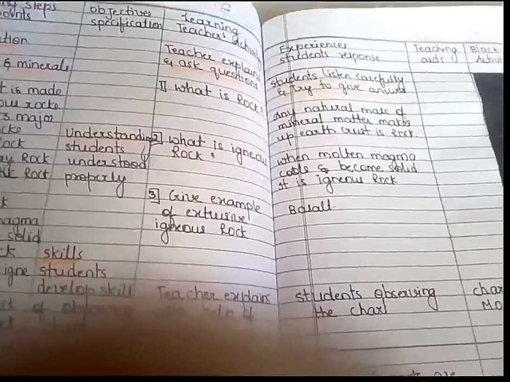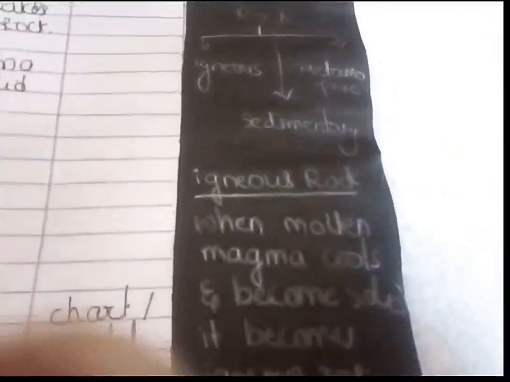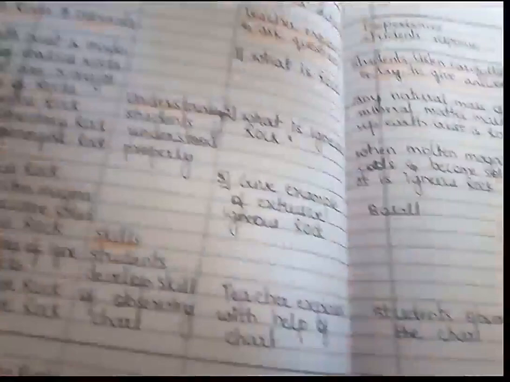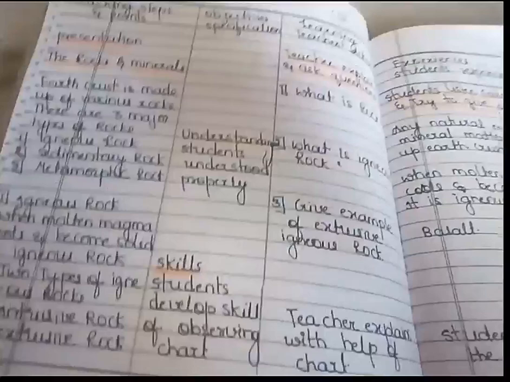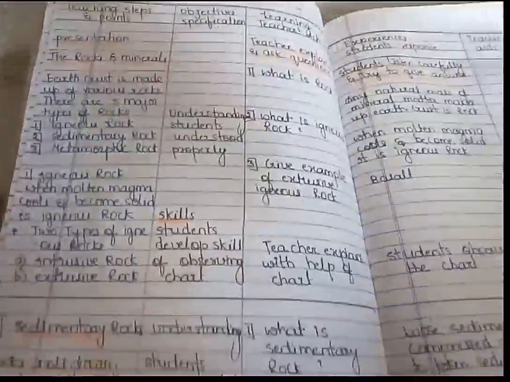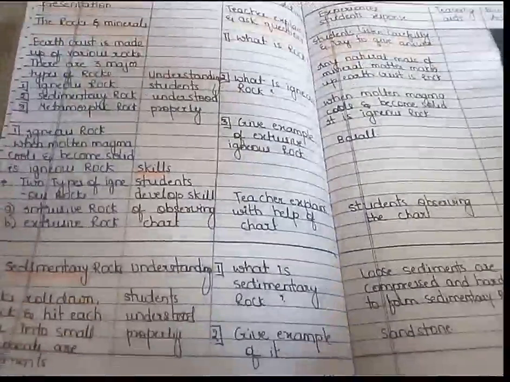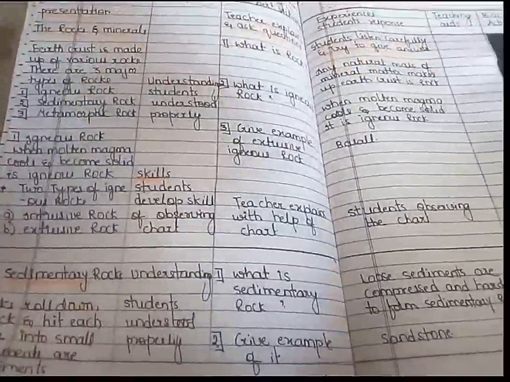Okay, and here are the answers that we expect from students. Here is the blackboard work that we need to write on the blackboard. We have to write all the main points, or we can write definitions also. And skills. So after explaining we have to explain once again properly with the help of a chart or model.